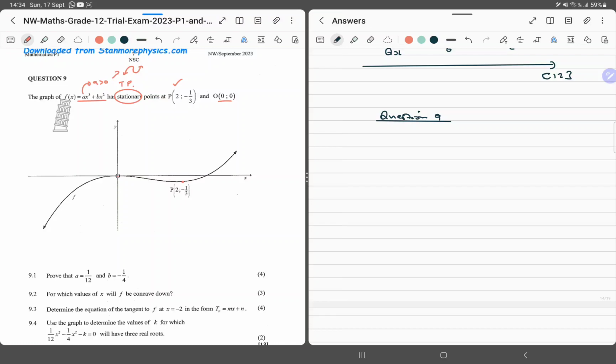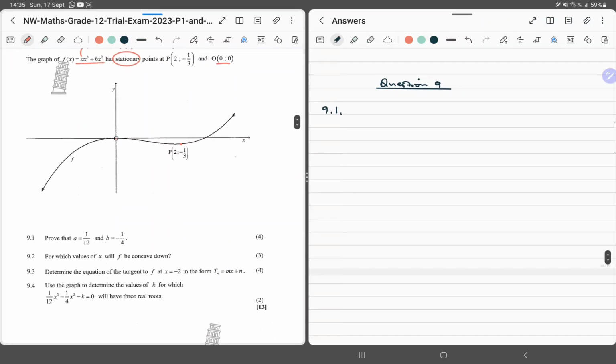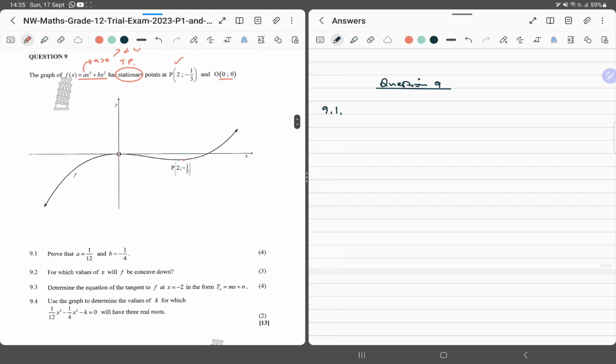Now, how do we start answering this question? 9.1. Here we're going to have to apply calculus, né? Because without doing that, we're not going to get anywhere. Because this can be quite hectic, okay? So let's see. If f of x is given as ax cubed plus bx squared, what do we know? We know that the first derivative of x is going to be 3ax squared plus 2bx. Ne? That's what we know.